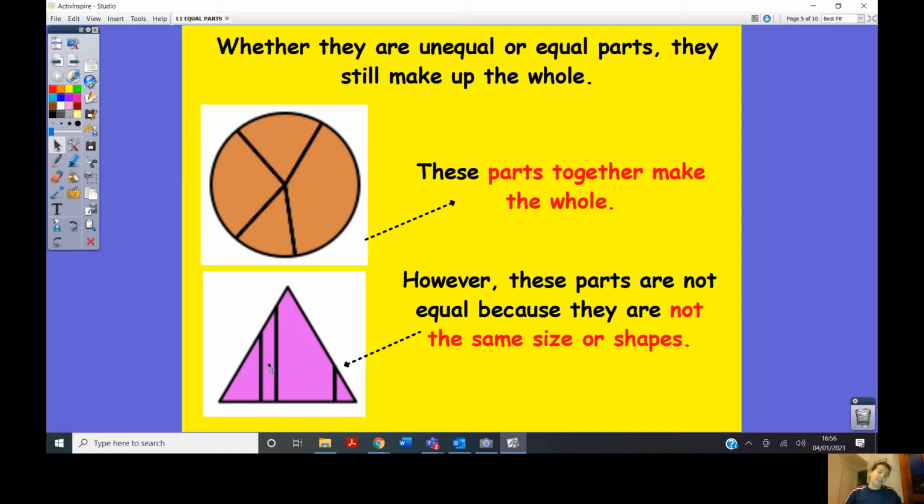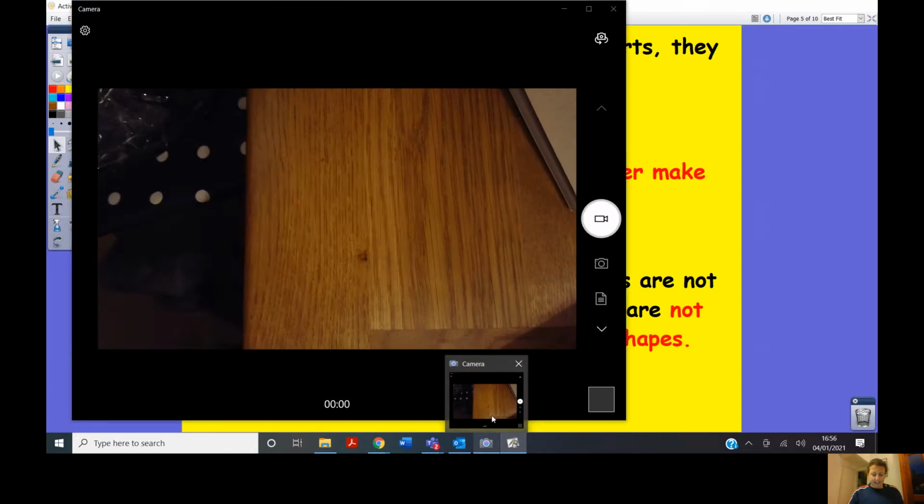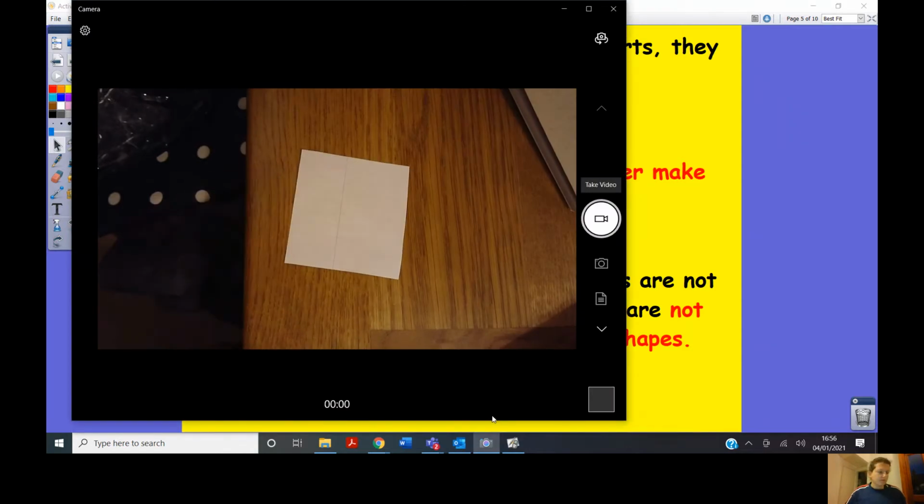They're completely different shapes. We've got this 4-sided shape and some triangles and another 4-sided shape. They're not even the same shape. So it's really important for us to look at whether we're dividing something into an equal or unequal part. So I'm going to just show you an example of this with a square.